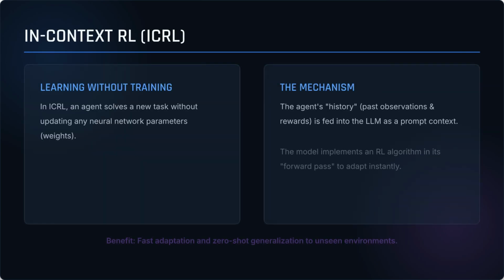In-context RL, or ICRL, allows agents to solve new tasks without updating their neural network weights. The agent's history of observations and rewards is fed into the LLM as context, and the model instantly implements an RL algorithm in its forward pass, offering fast adaptation.